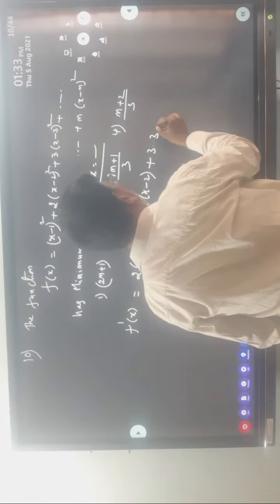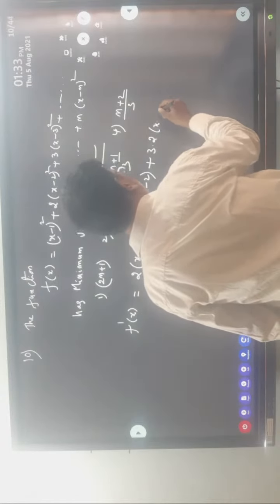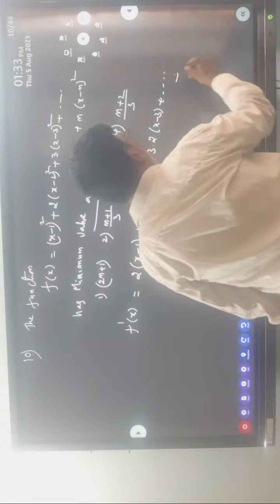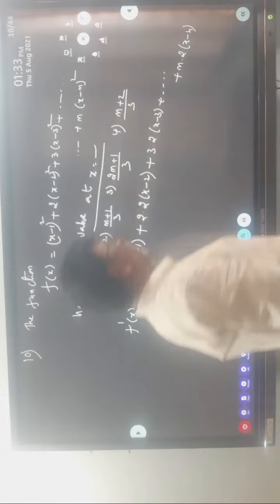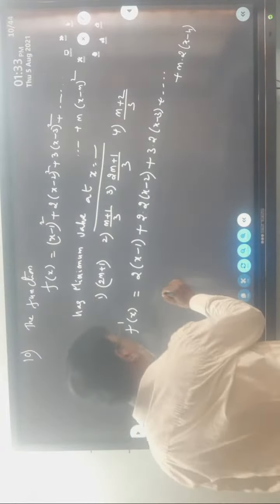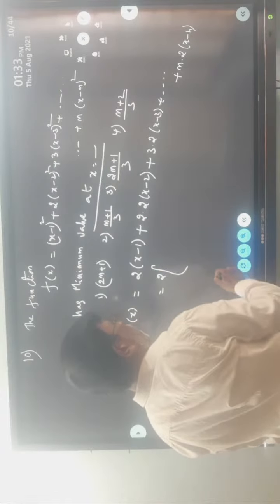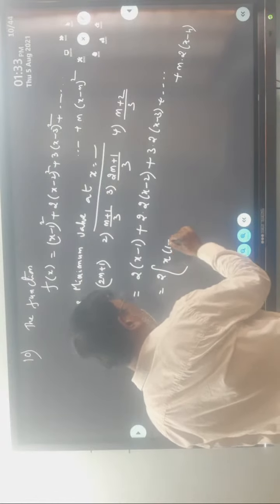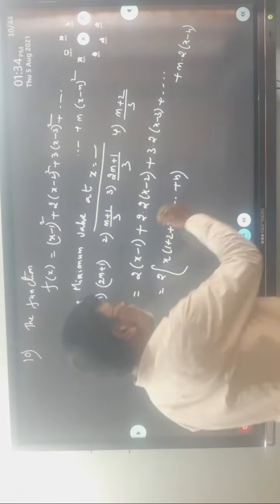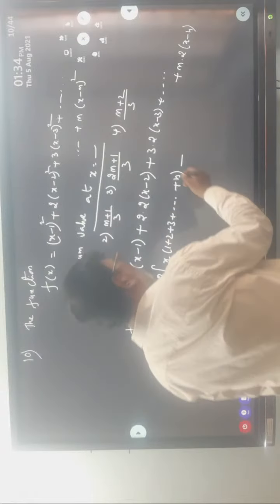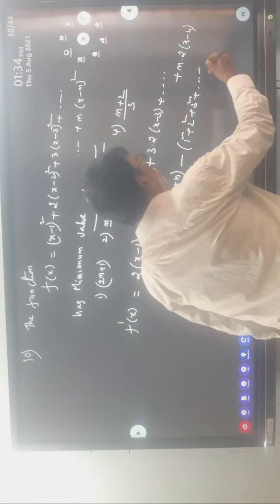Again here also the same. So that is 2 into again x minus 3 and so on, till the nth term, that is n into 2 into x minus n. So f dash x equals, taking 2 outside, x into 1 plus 2 plus 3 and so on, and minus, taking 2 outside again, 1 square plus 2 square plus 3 square and so on up to n square.